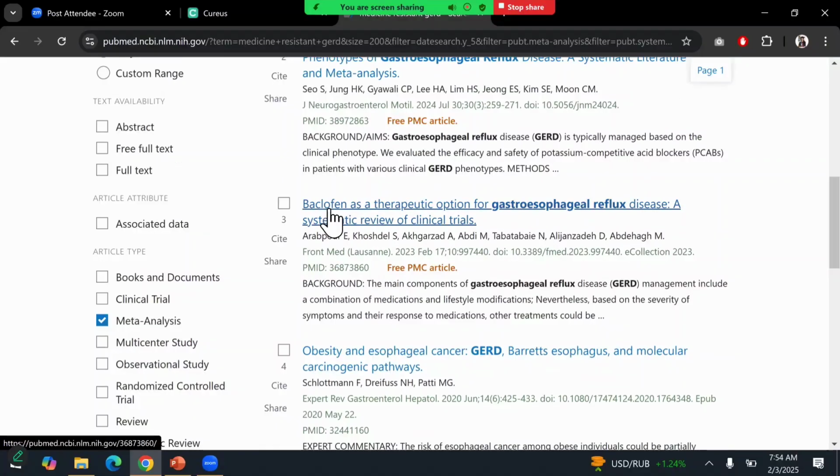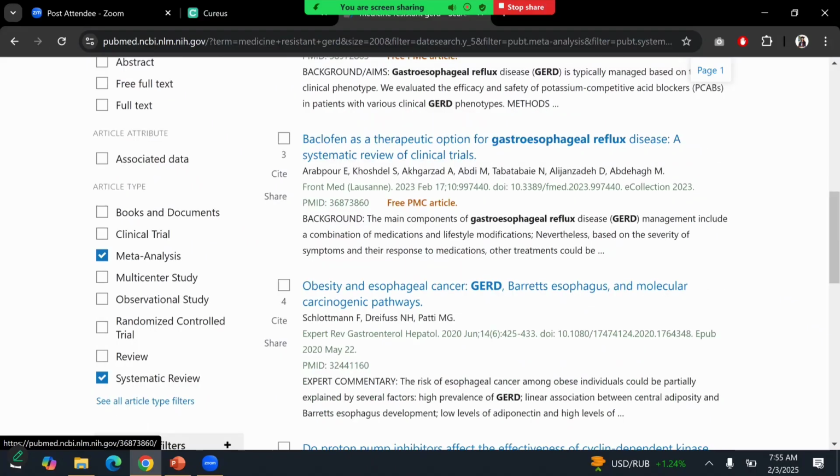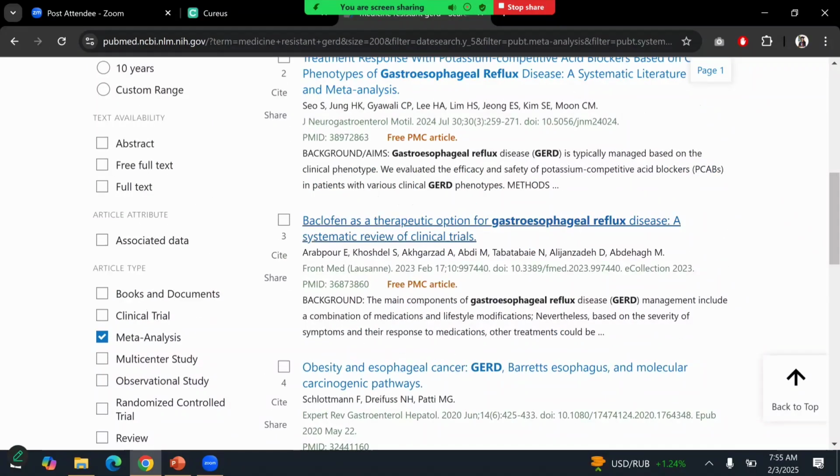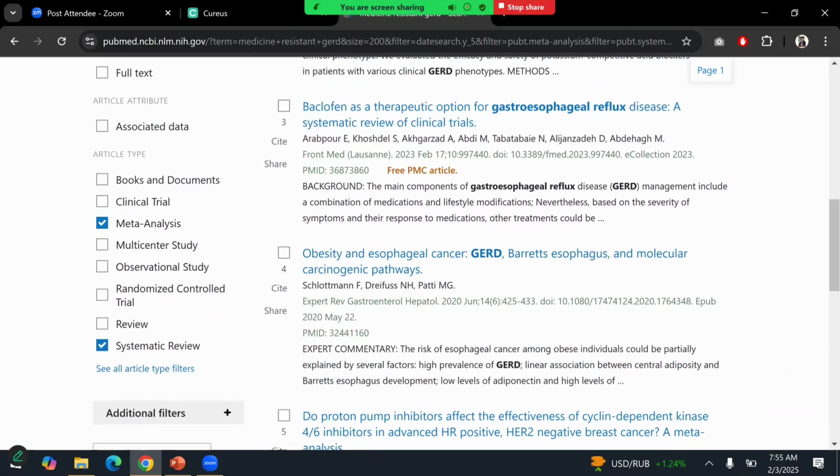Similarly, baclofen as a therapeutic option for GERD. We take a disease, GERD, and combine it with a drug, baclofen, as a therapeutic option. So a systematic review of clinical trials means that they have included all randomized clinical trials in their systematic review. Obesity and esophageal cancer. This is the combination of two diseases. Like I told you earlier, you can combine two diseases and make a research question.